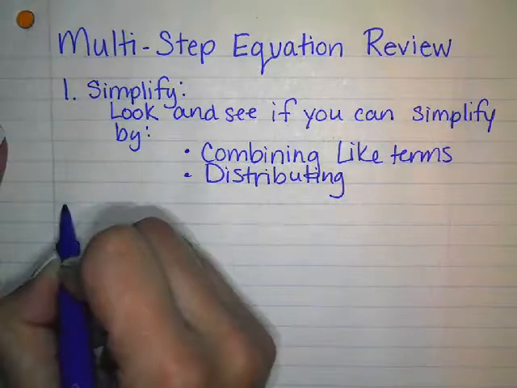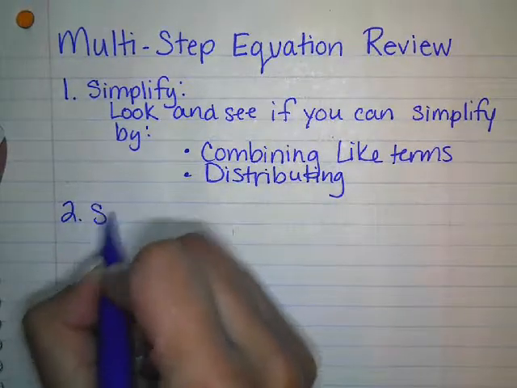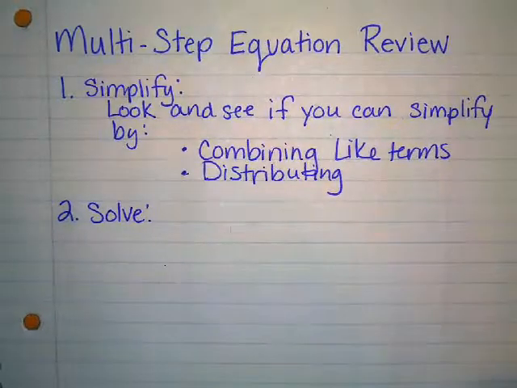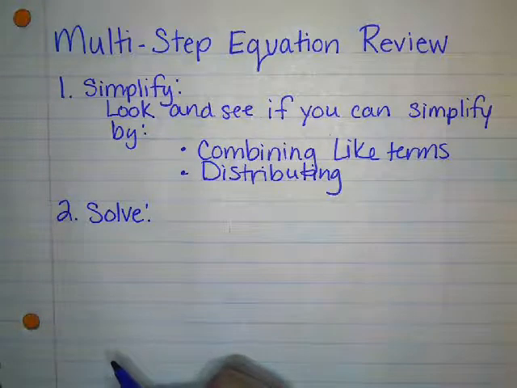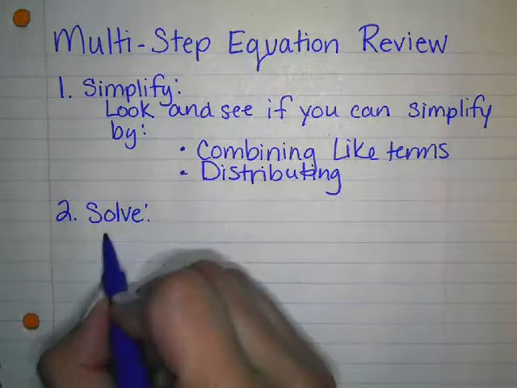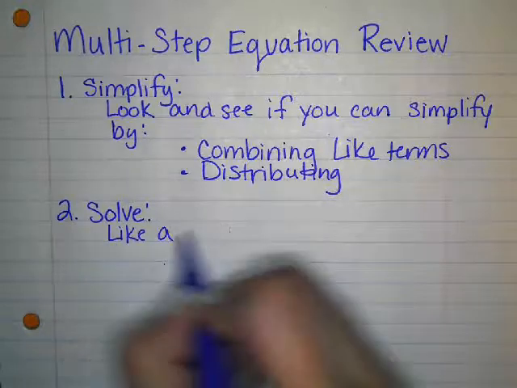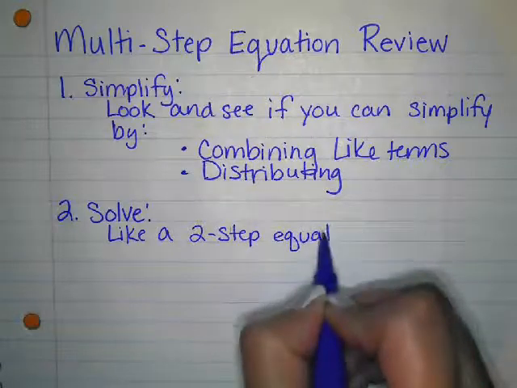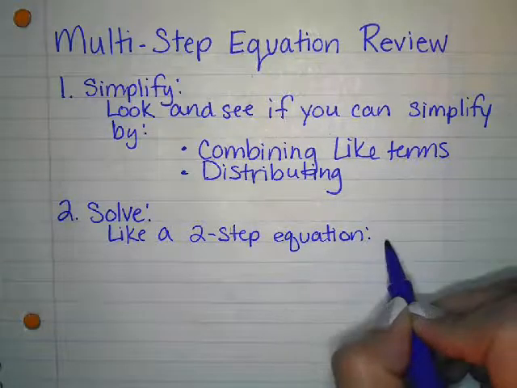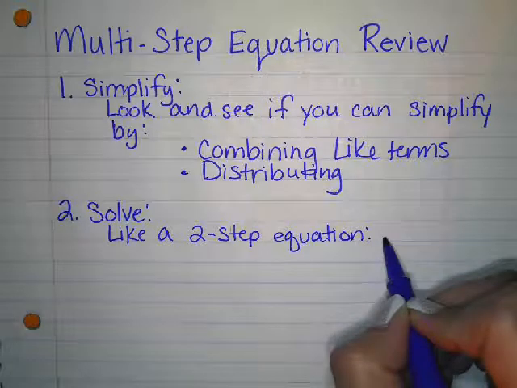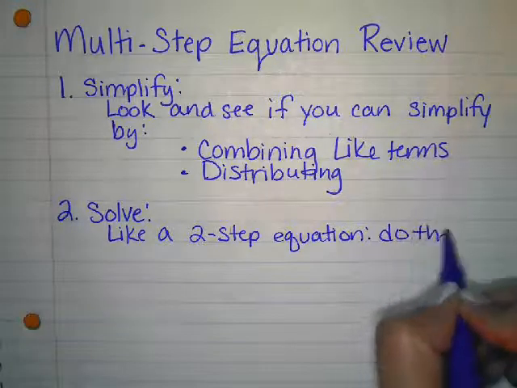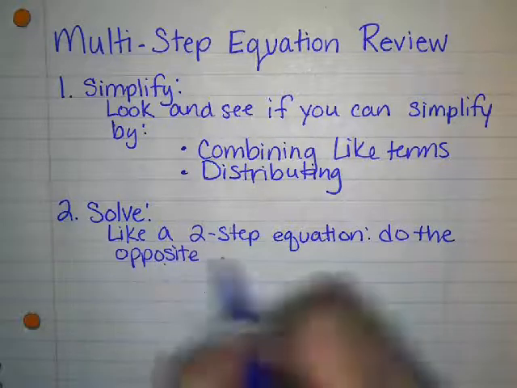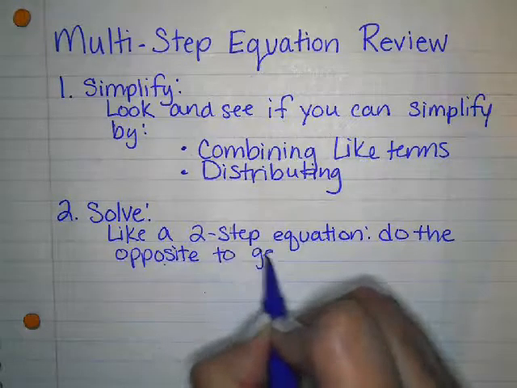Okay, the second step is to solve. So after you have simplified as much as you can, you're going to go ahead and solve like a two-step equation. To do that, you're going to be doing the opposite to get the variable by itself.